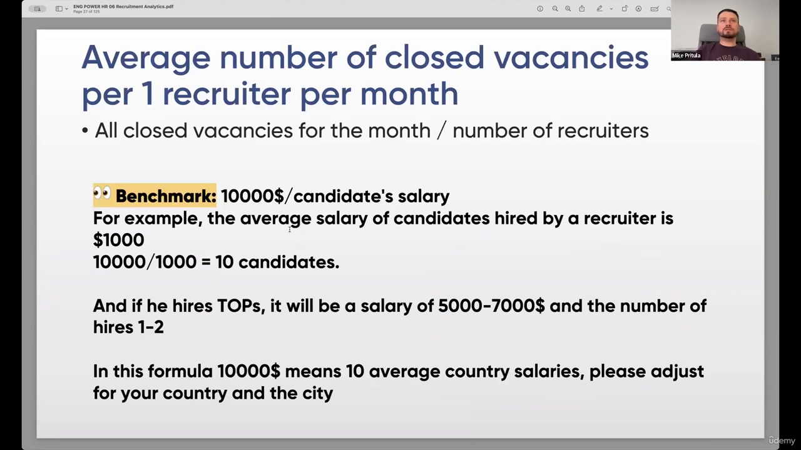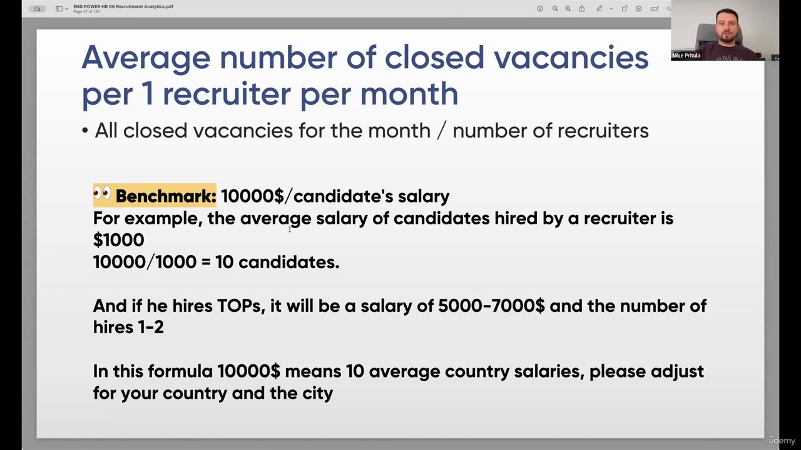Average number of closed vacancies per one recruiter per month. And here I have a local benchmark. I'm talking about $10,000 of annual monthly salary of all candidates. And what do we mean by 10,000? 10,000 means 10 times the average monthly salary for my region. Sorry, not industry, but the region.